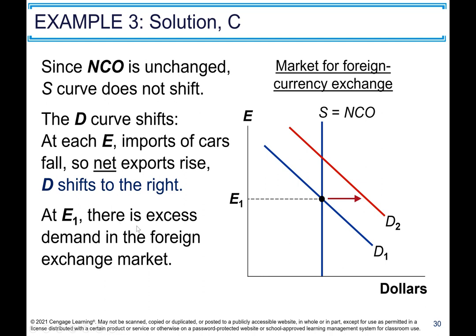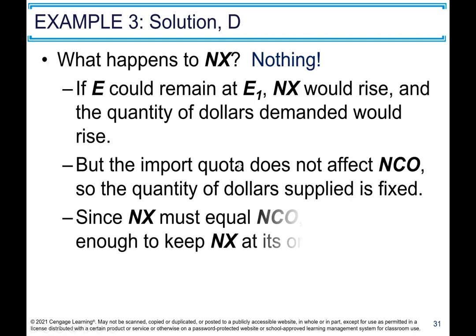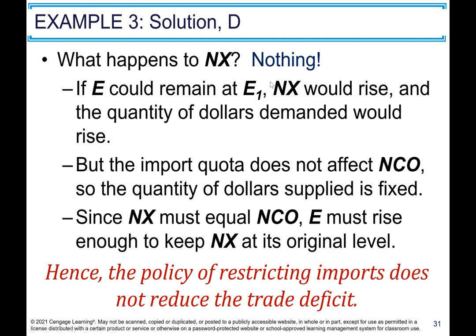At E1, there is excess demand in the foreign exchange market. E rises to restore equilibrium. Solution D. What happens to NX?